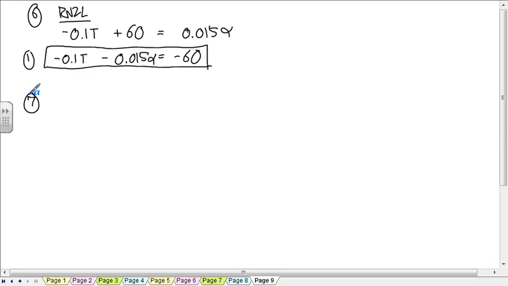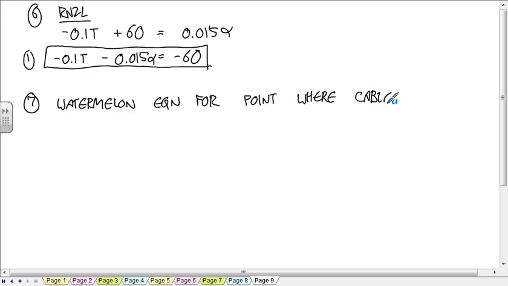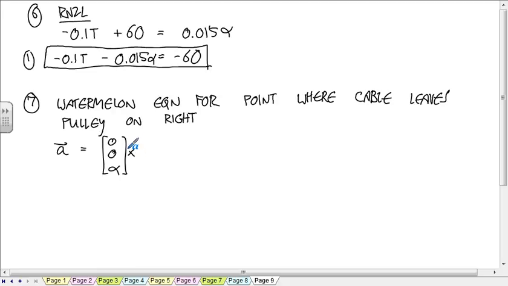Okay, so step 7. So watermelon equation for the point where the cable leaves the pulley on the right. So the acceleration of that point is equal to alpha cross r, so 0, 0, alpha, crossed with r. What's the r vector? 0.1, 0, 0.